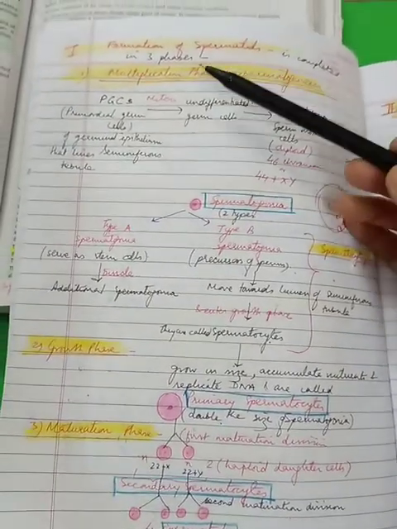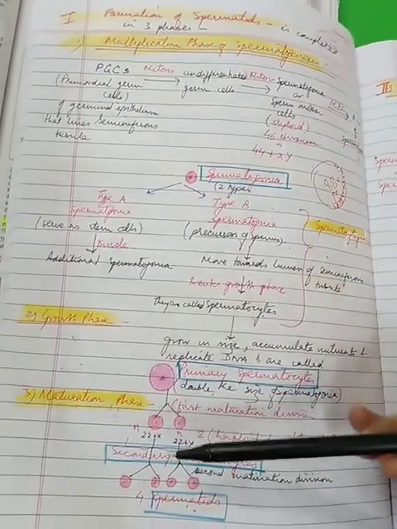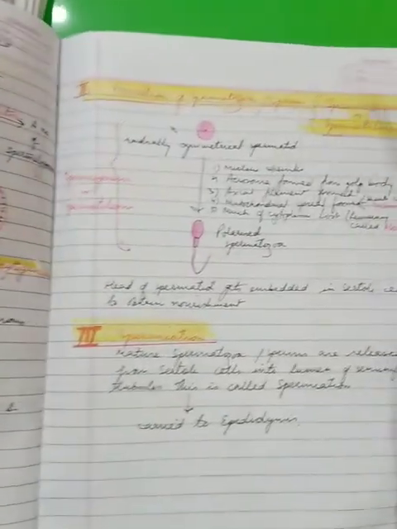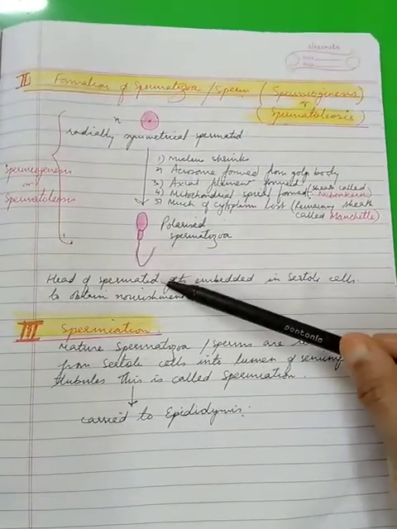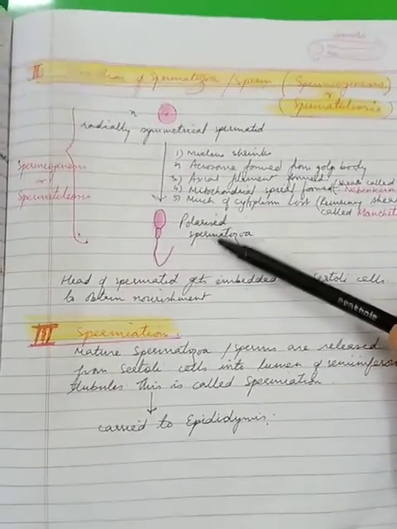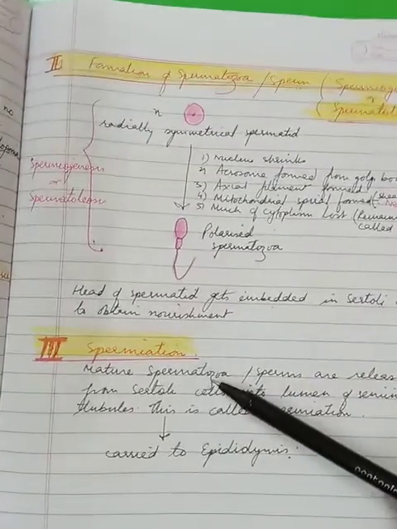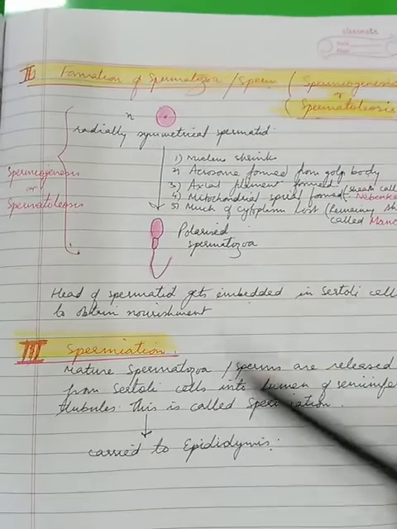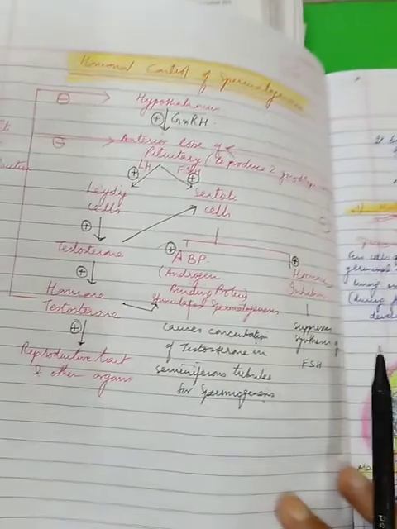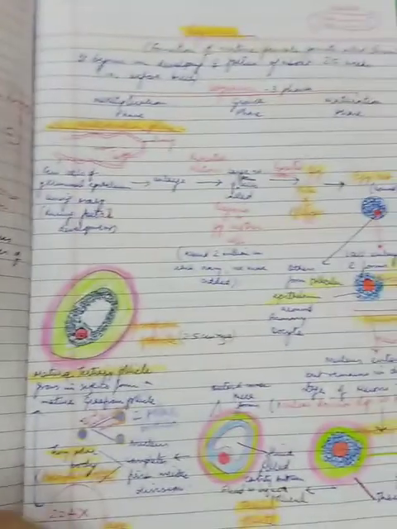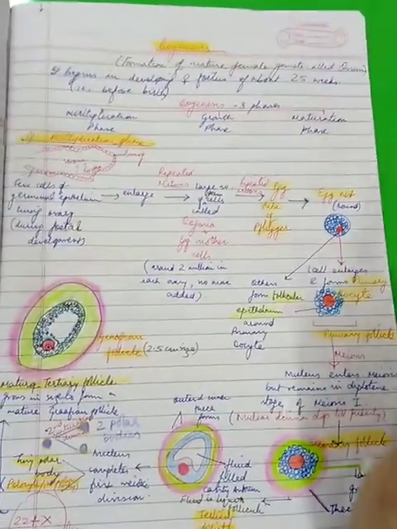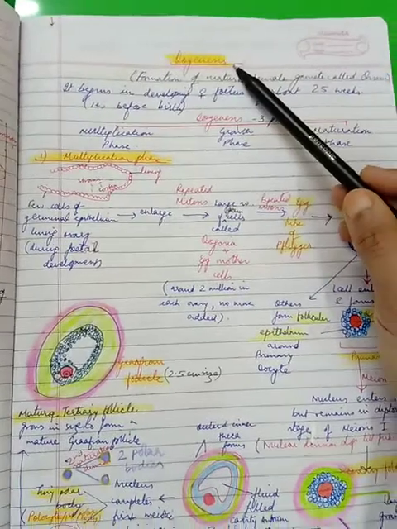Then there were three phases I discussed: multiplication phase, growth phase, maturation phase, and spermiogenesis, the transformation from the radially symmetrical spermatid into the polarized spermatozoa with polarity, and finally the release of sperms to the epididymis called spermiation. One more thing I did last time was the hormonal control of spermatogenesis. Today's topic to begin is gametogenesis in females, what we call oogenesis.